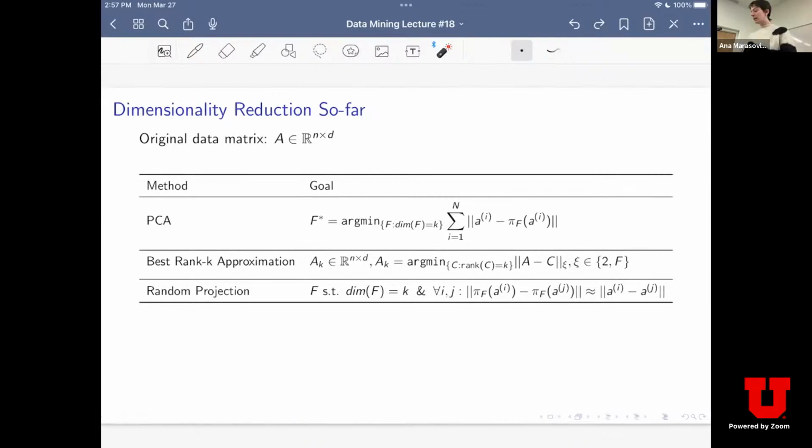Okay, so now I'm going to throw a little bit of equations at you because I want to introduce a new technique, and I was thinking how to present it in terms of what we have seen so far. So let me go over the methods we have seen so far and what we minimized with them. With PCA, we were looking for a lower dimensional space, let's call it F star, that minimized the sum of squared errors.